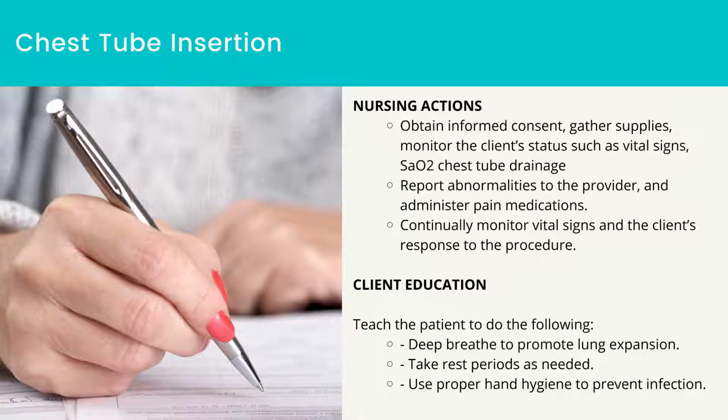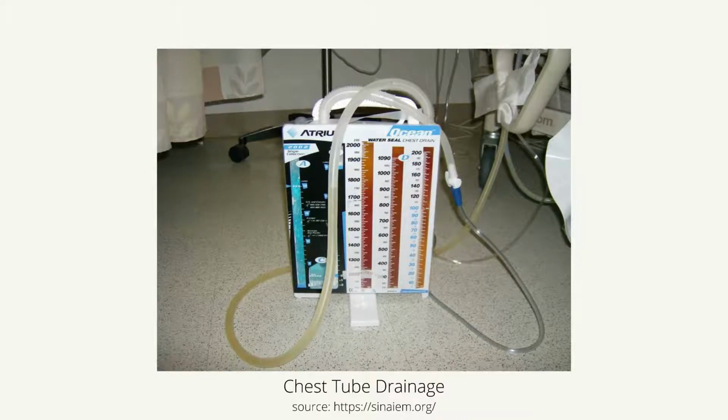Nursing actions. Obtain informed consent, gather supplies, monitor the client's status such as vital signs, SaO2, chest tube drainage. Report abnormalities to the provider and administer pain medications. Continually monitor vital signs and the client's response to the procedure. Monitor chest tube placement, the function of chest drainage system, and dressing.